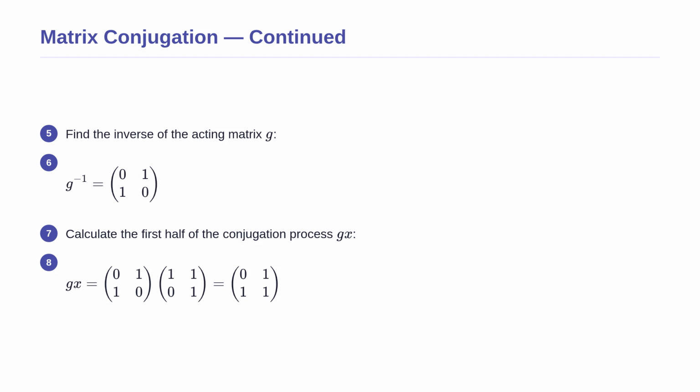Next, we calculate the first half of the conjugation process by multiplying G by X. We perform standard matrix multiplication, multiplying rows by columns. The resulting matrix represents a combined geometric action. First, we apply the horizontal stretch, and then we immediately swap the axes. However, this is only a partial transformation because we have not yet undone our perspective shift.